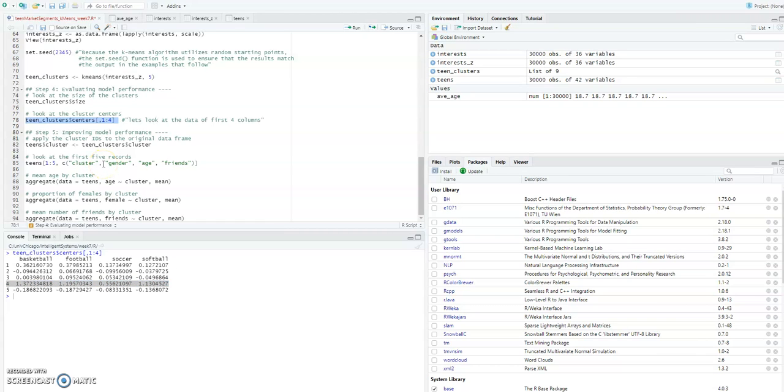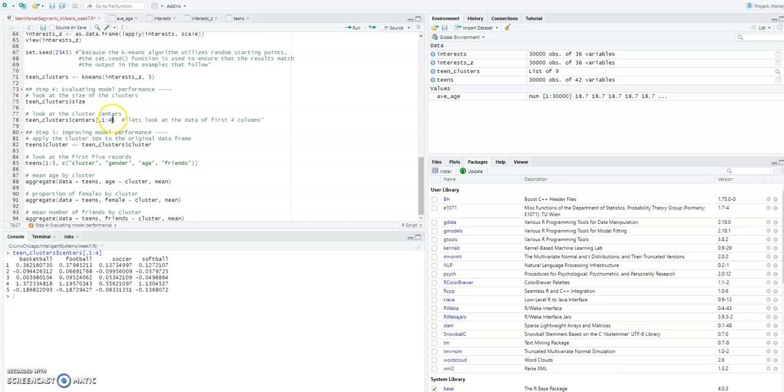And because these values are z-score standardized, or have been z-score normalized, positive values are above the overall mean level for the teens, and negative values are below the overall mean. So the higher the value, the higher the amount of interest that these teenage people have for that given category. And if it's a lower value, it means that they have a lower interest for that variable of interest.